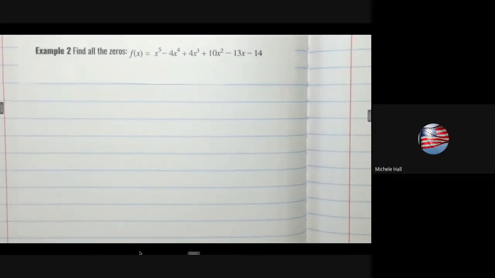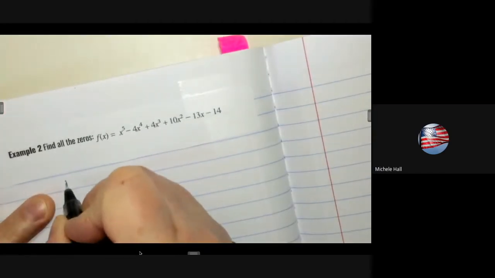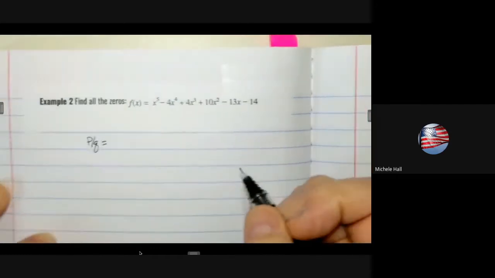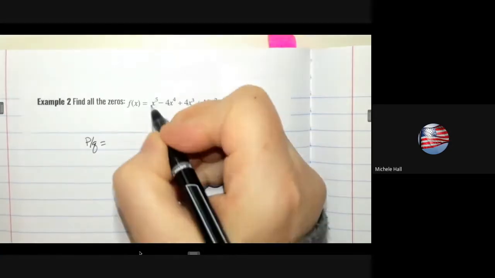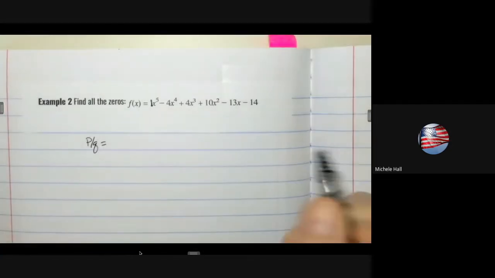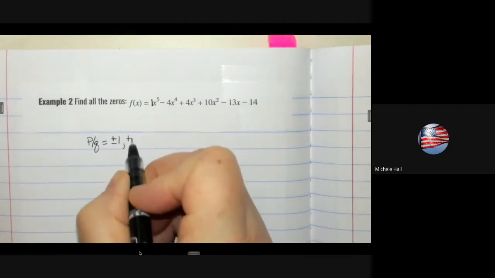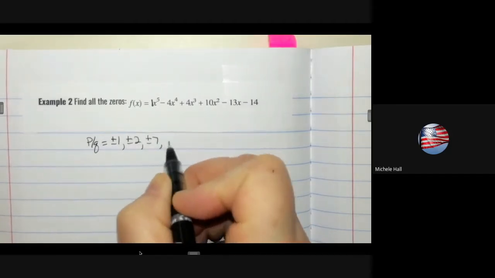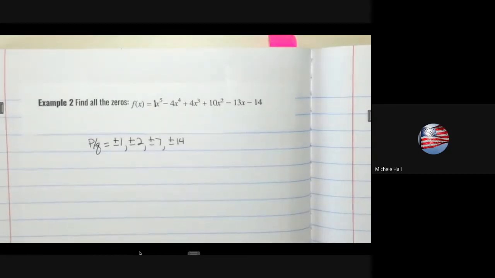We would start with first our possible rational zeros. So we have P over Q. Our possible rational zeros is going to be factors of 14 over factors of 1. So basically, it's going to be plus or minus 1, plus or minus 2, plus or minus 7, and plus or minus 14, all over 1.